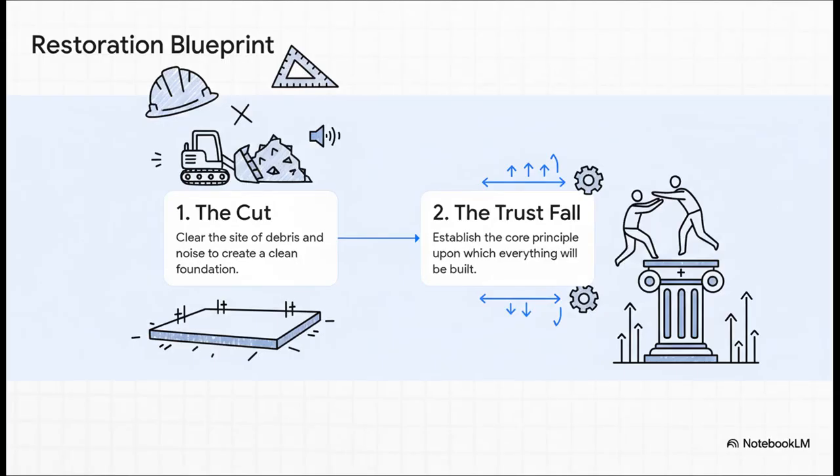And this architect's plan for restoration, it's a really clear, methodical, two-step process. I mean, you see this in any real-world construction project, right? First, you got to clear the site. Get rid of all the debris, all the noise. You need a clean foundation to build on. And second, you have to establish the core principle that everything else is going to be built upon. For Jesus, these two steps are what we'll call the cut and the trust fall.